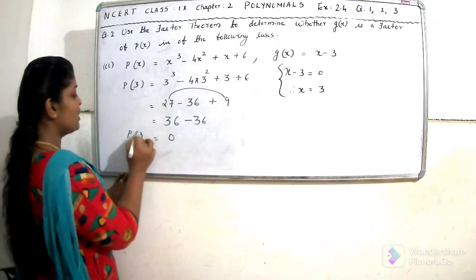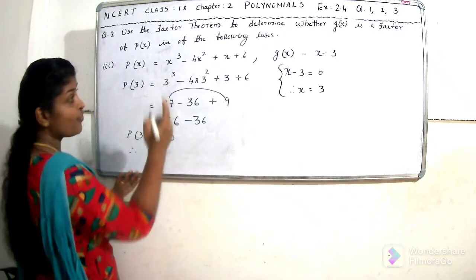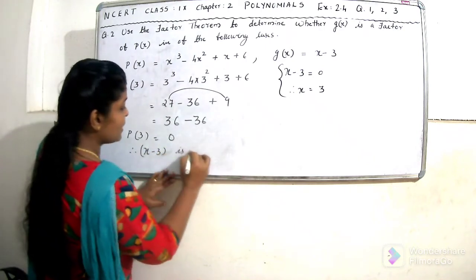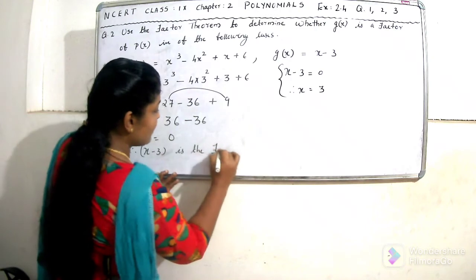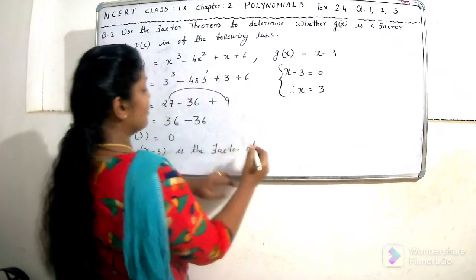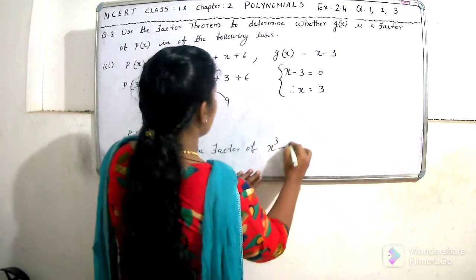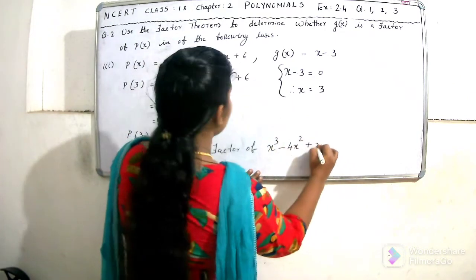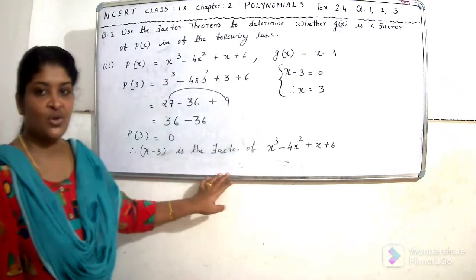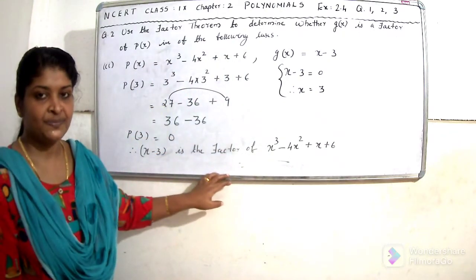So P of 3 equal to 0, therefore x minus 3 is a factor of this polynomial, x cube minus 4x square plus x plus 6. So this question also we completed.